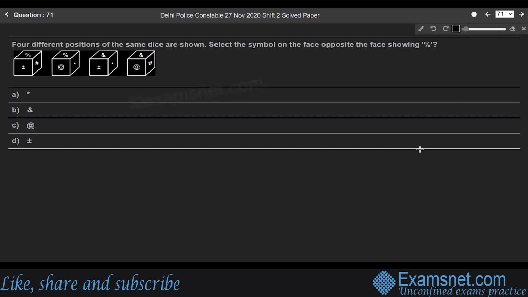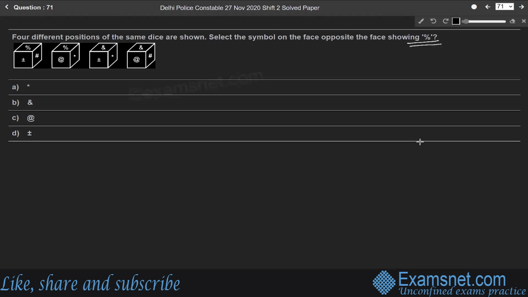Question 71. 4 different positions of the same dice are shown. Select the symbol on the face opposite to the face showing the percentage symbol. So here, in the first two figures, plus or minus, hash, at the rate of, and asterisk, that is this symbol, they are adjacent to the percentage symbol, right?